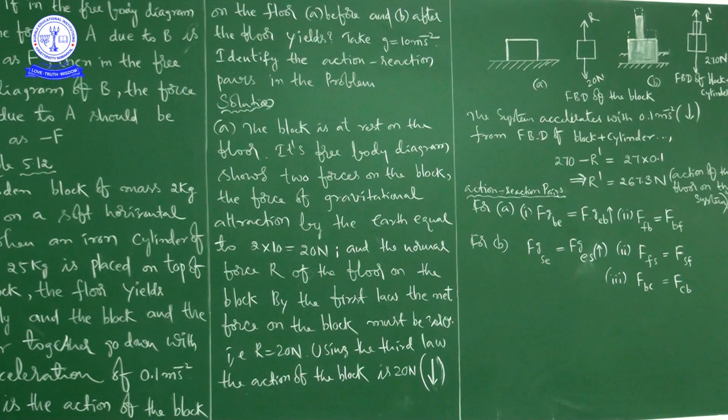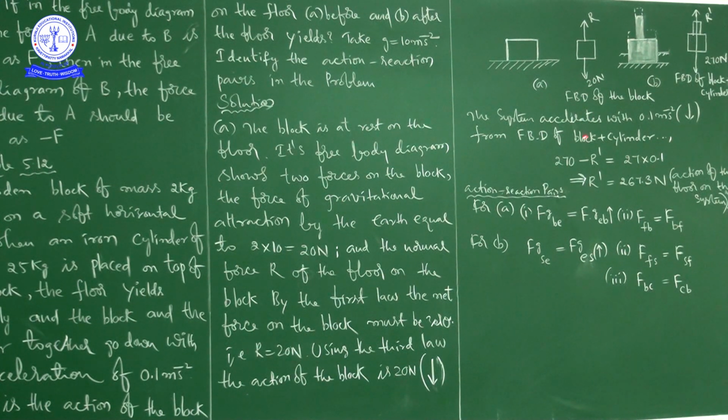To solve this problem, he has given a constant value, asking to take g as 10 meter per second square, and he is also asking to identify the action reaction pairs in the problem, right? See here, this is the free body diagram. In case of A, just when the block of mass 2 kg is kept on the floor, you can find the gravitational force, that is F equal to mg, 2 into 10, 20 newtons, right? Then automatically you can find the normal force. According to Newton's third law of motion, action is equal to minus reaction, right? So it is also equal to 20 newtons.